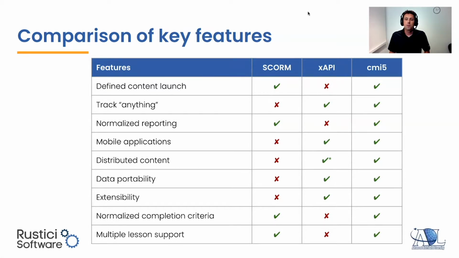But at the same time, we still recognize that there is a very big use case for: I'm a learner, I have a learning management system, I need to launch some content, and I just need it to track. And so again, that's why CMI5 brings back to the table the concepts of launch, packaging, and information model, etc.